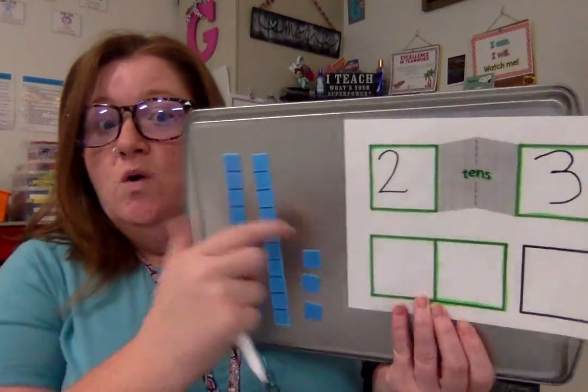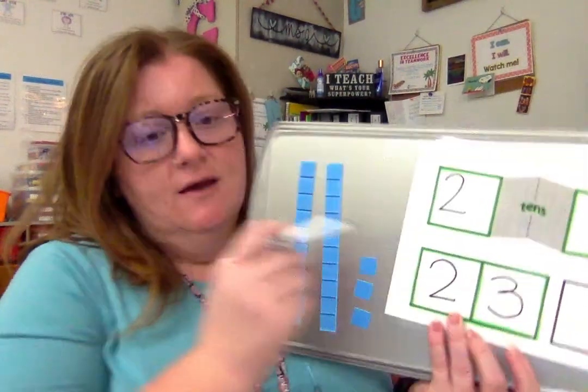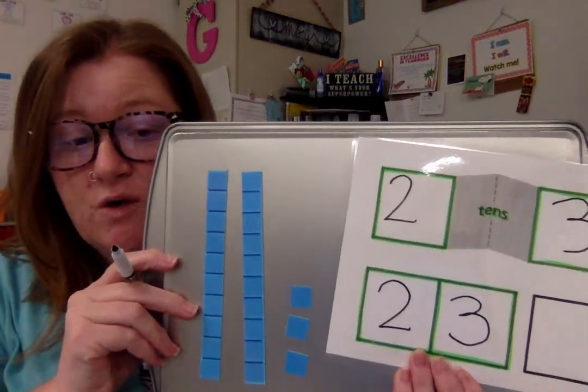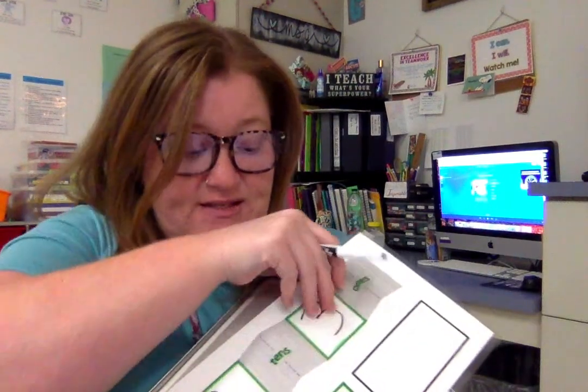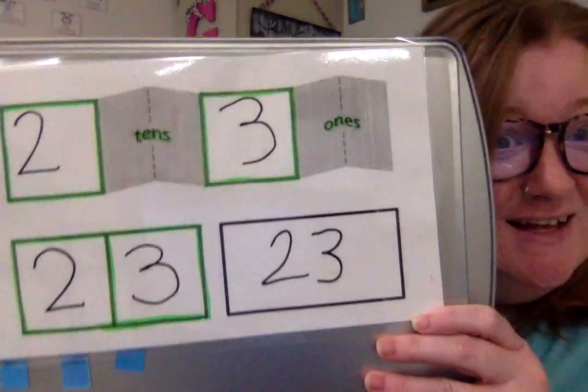If I close that expander up, now my numbers look like this, yes? When I close it up, which is the same as saying, oh, that means the numeral that matches it is the number 23. Let's try one more before you do some more on your own.